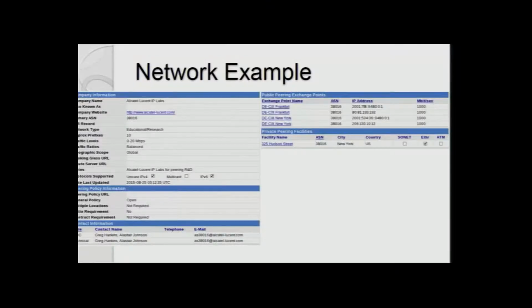Here's a network example. This is my AS. This just tells you what you can see in PeeringDB. You can see the contact information, the type of traffic volumes that a network provides, also all the different locations. So in my case, I only peer at DKIX in New York and Frankfurt, but if you were a larger network, you can list all of your locations there.